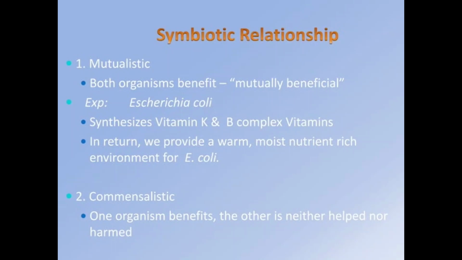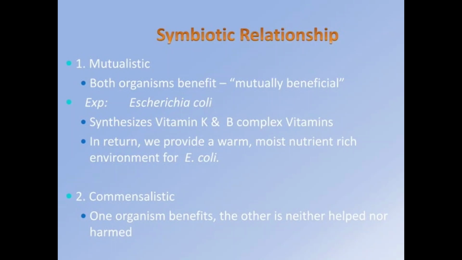Symbiotic relationship: mutualistic, where both organisms benefit, mutually beneficial. For example, Escherichia coli. E. coli synthesizes vitamin K and B complex vitamins. In return, we provide a warm, moist, nutrient-rich environment for E. coli.